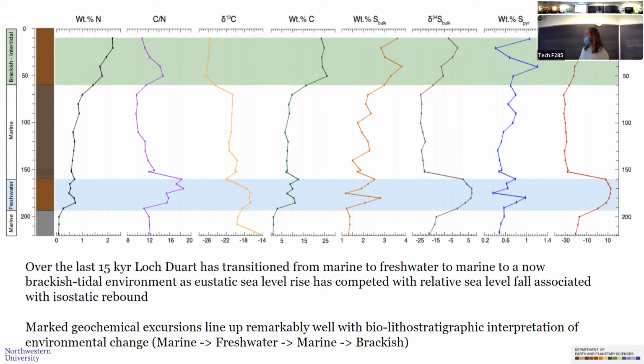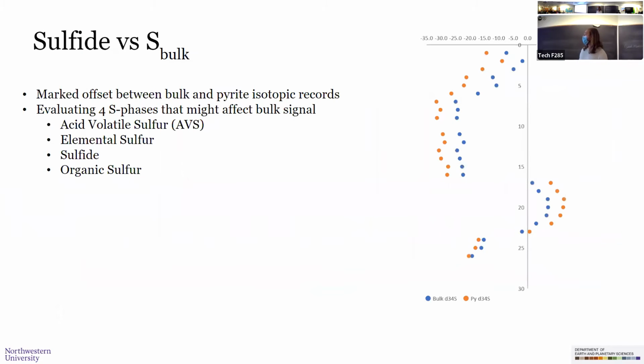What I'm mostly concerned with here today are the isotopic signals of sulfur. When we look at that, this big change in the sulfur, both pyrite and bulk isotopic values, we also notice that there's an offset of between a few and up to 12.5 per mil between the bulk and the pyrite records.